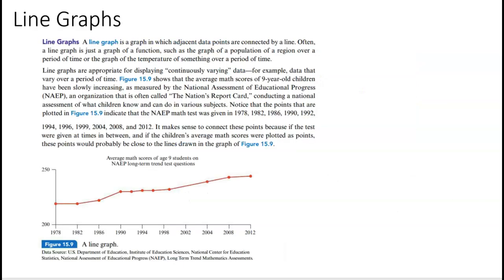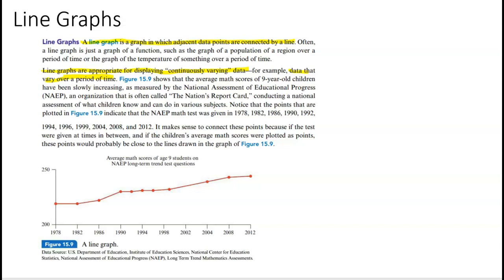Line graphs are another type of graph for numerical data. And sometimes they're just a graph of a function. So a line graph is which adjacent data points are connected by a line, and they're appropriate only for displaying continuously varying data. So data over a period of time. So here we've got the average math scores of 9-year-old children, and we can see that they've been slowly increasing.